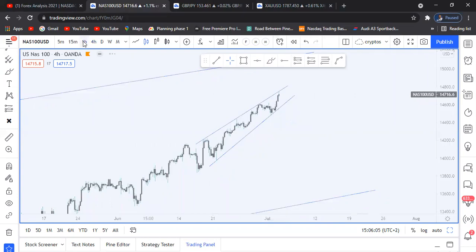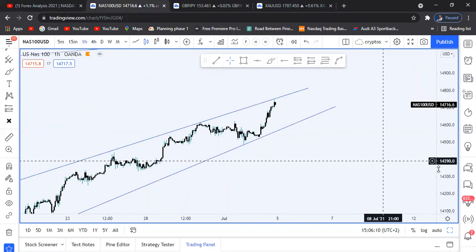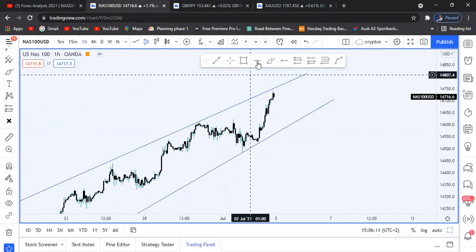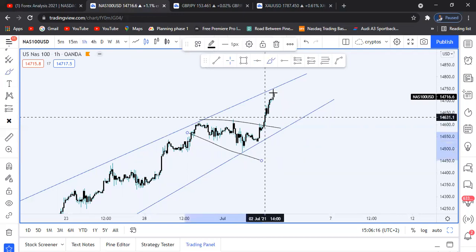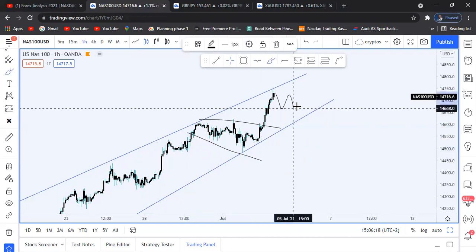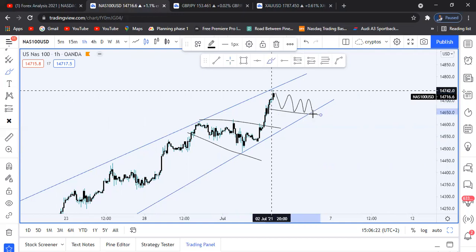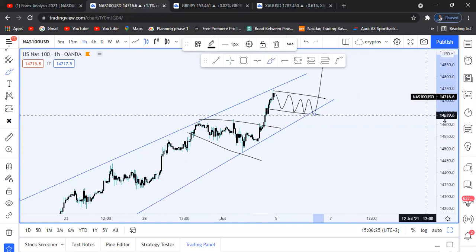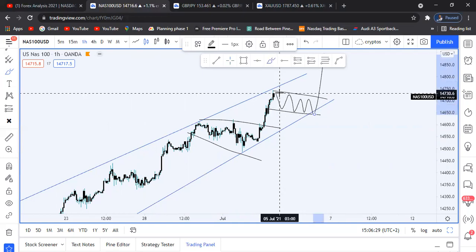So what I'll basically be looking for, guys, is this: even here you can see that we have this continuation pattern. So we might see price forming some sort of continuation pattern, and then we see price roll over to the upside. This is the scenario I'm gonna be looking for on Nasdaq, because I really don't believe in it going to the downside that much.